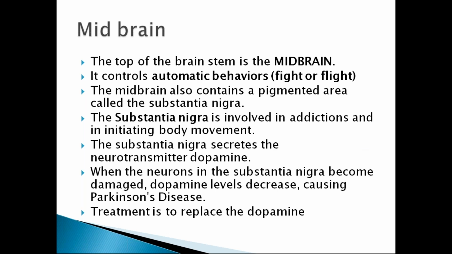The midbrain also contains a pigmented area called the substantia nigra. The substantia nigra is involved in addictions and in initiating body movement. The substantia nigra secretes the neurotransmitter dopamine. When the neurons in the substantia nigra become damaged, dopamine levels decrease, causing Parkinson's disease. Treatment is to replace dopamine. We see how anything abnormal that happens to any one of these parts of the brain, there will be a result. And when we are looking at brand new babies' brains, we are concerned with each part because this will tell us what's going to happen with this baby's future.